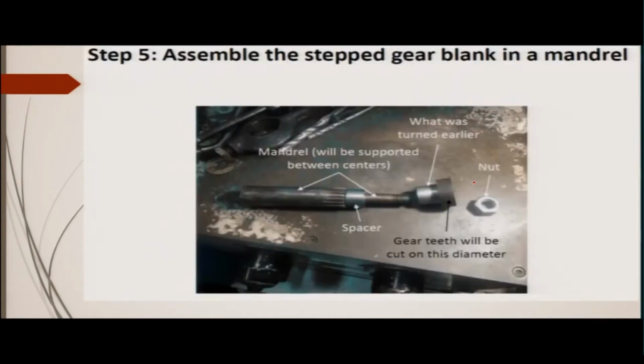Assemble the stepped gear blank on a mandrel. This is how the gear blank can be mounted with the spacer. This is the mandrel that will be supported between the centers. See, the gear blank is very small in length. So that length cannot be supported fully between the centers, it is not convenient. Therefore, it is mounted on the mandrel, and the entire mandrel will then be mounted on the centers between the headstock and the tailstock.